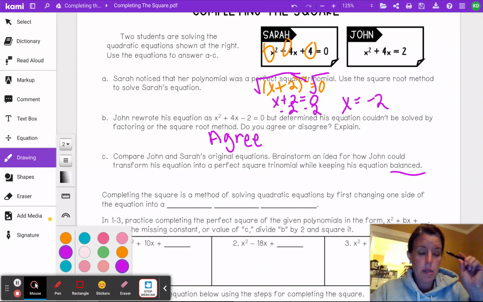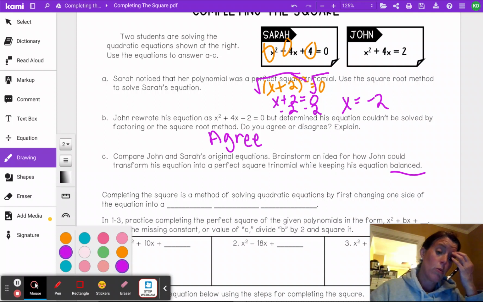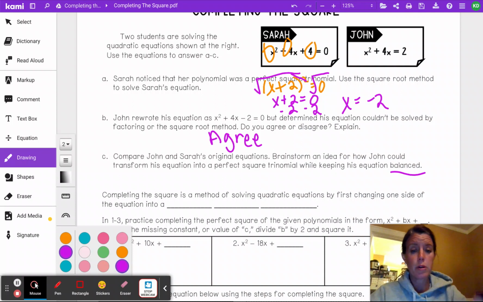because we had a test question over this. I can't remember if it was the original test or the retest, but that question said, what term could you put in here to make this a perfect square trinomial? So think about John's. What could we put in that equation to make it a perfect square trinomial?